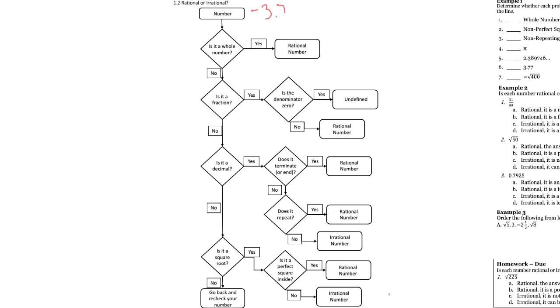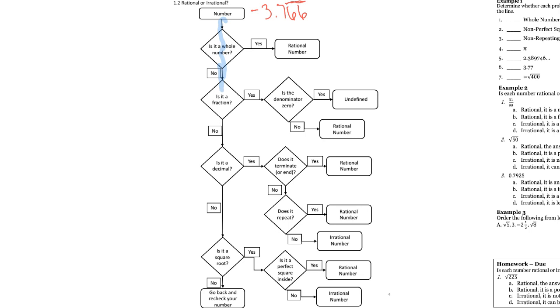negative 3.766, and the 6 repeats. Okay, so let's go down the system. Is it a whole number? No, right? So we keep on going. Is it a fraction?